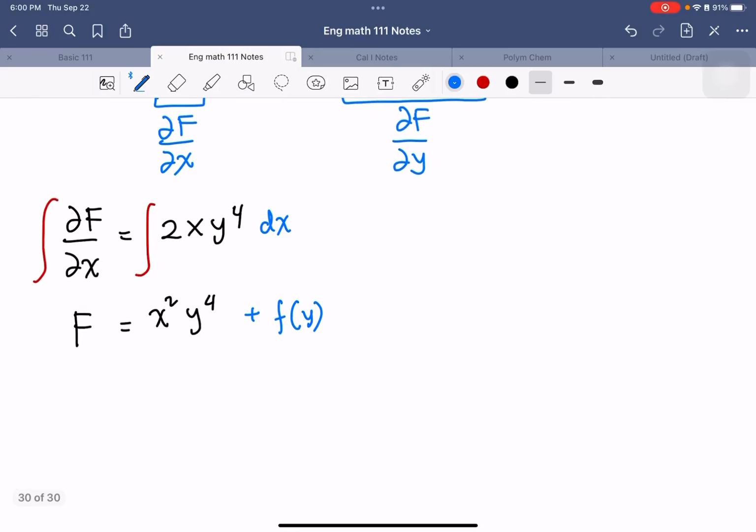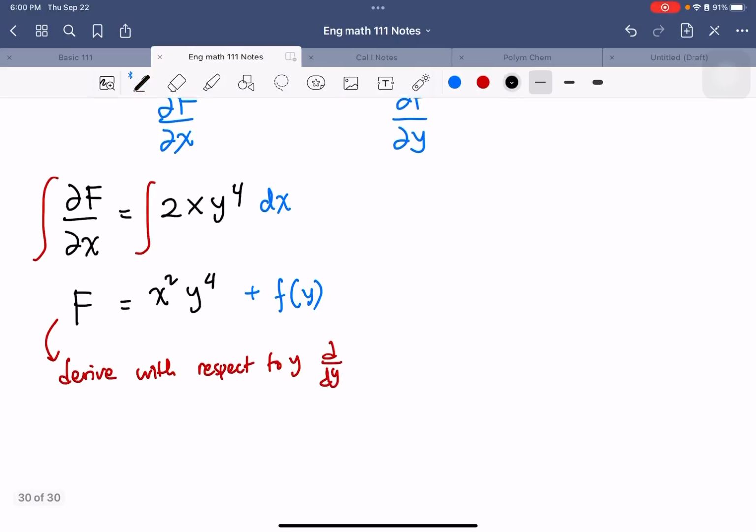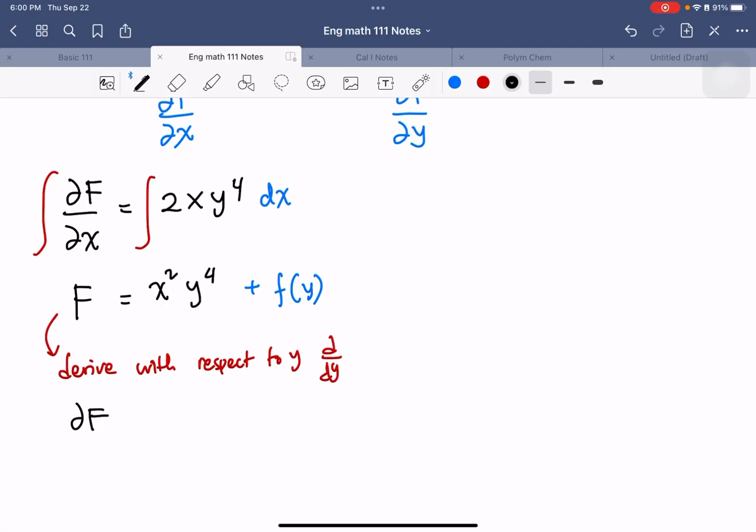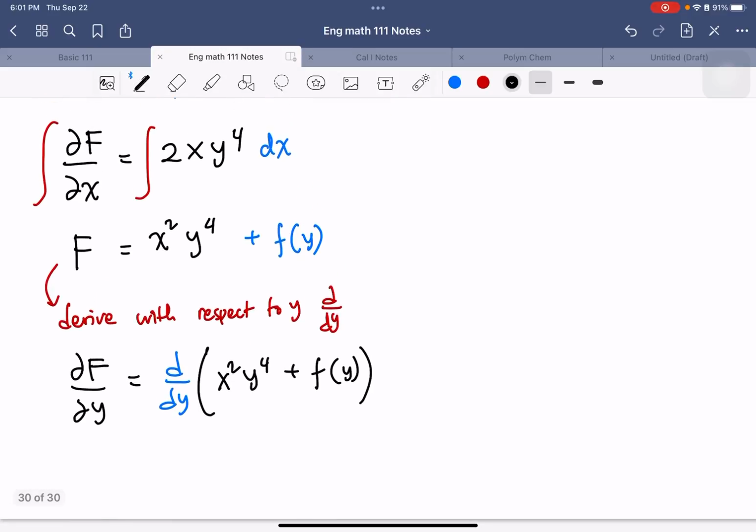Okay. Now, let's derive with respect to y, or dy. So dou f dou y, or partial f partial y, and this will be, let me derive one by one. Okay, this will be 4 x squared y cubed. We don't write dy dx because it's not implicit, this is partial, and plus f prime y.